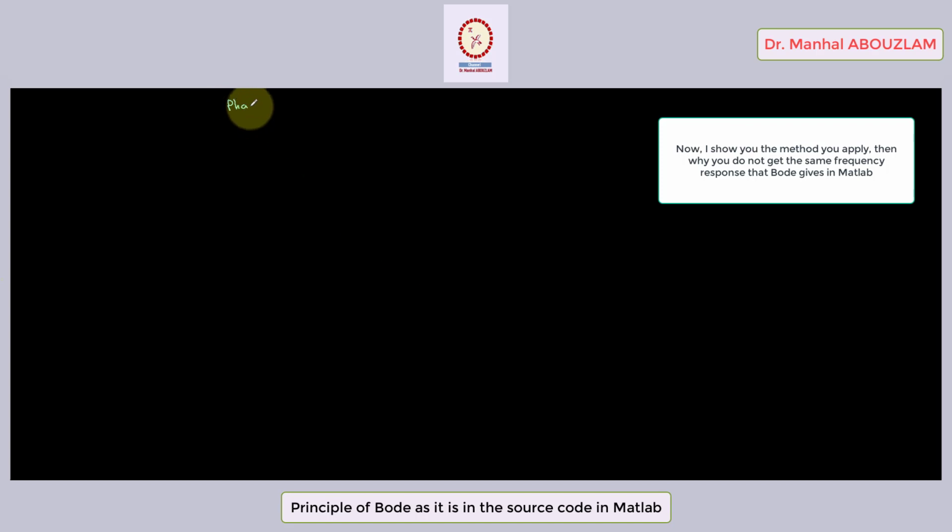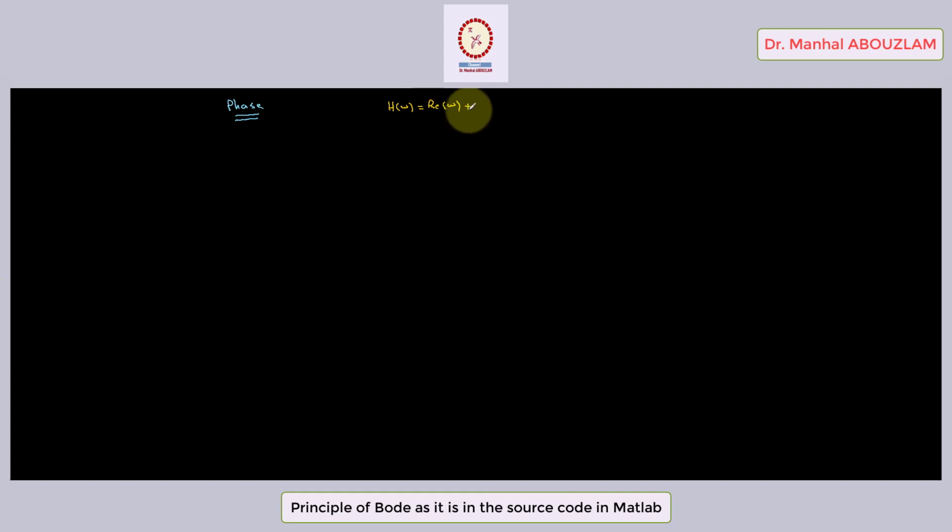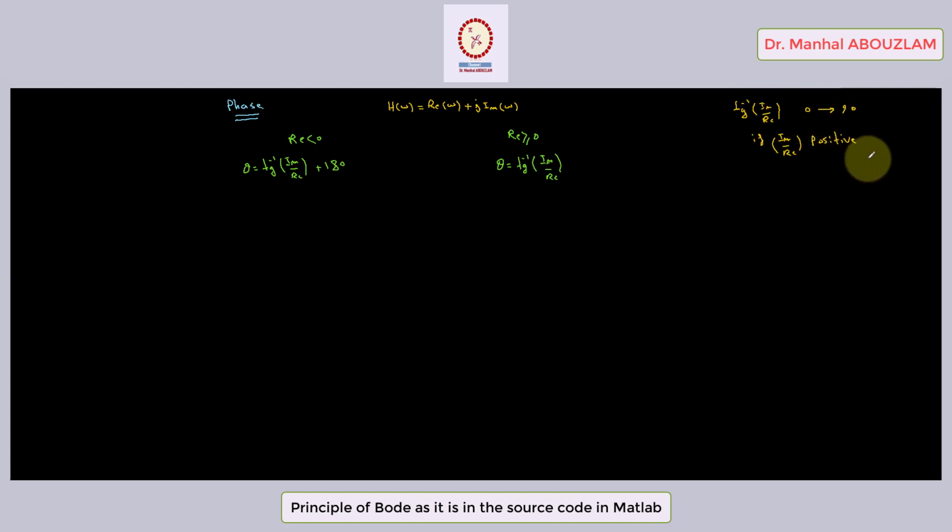Now for the phase, what do they often teach you in university? In fact, for your transfer function that you have written like that in this form, they ask you to apply the following strategy. If the real part is positive, so the phase is equal to the inverse tangent of this ratio. But if the real part is strictly negative, so the phase is equal to the inverse tangent of this ratio plus 180. Just a little note, for the programming languages, the inverse tangent of a number is between 0 and 90 if this number is positive. But if this number is negative, so the inverse tangent of this number is between 0 and negative 90.